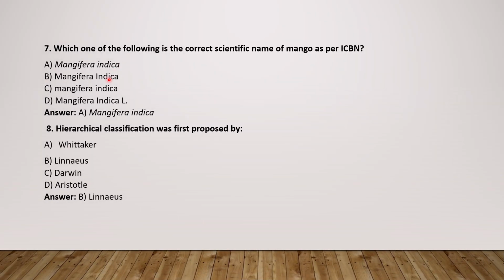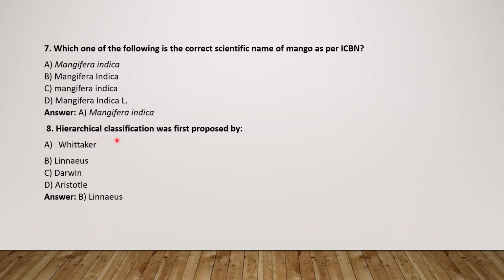Moving to the next question. Which one of the following is the correct scientific name of mango as per ICBN? The right answer is option A, Mangifera indica. Always the genus is capitalized and species is in lowercase, and both are written either in italic form, or if you are doing it handwritten, then it should be separately underlined. So the answer here is option A, as it is in italicized form.